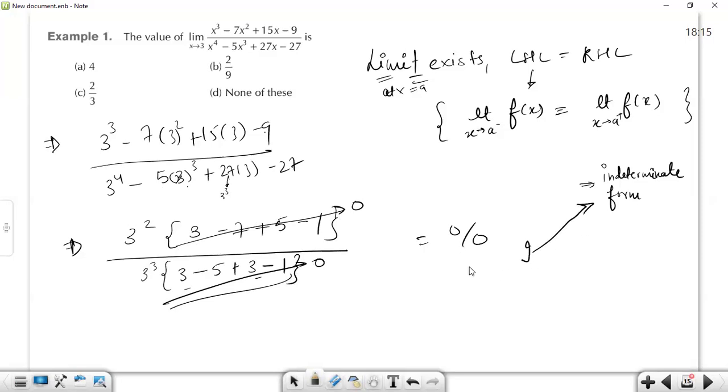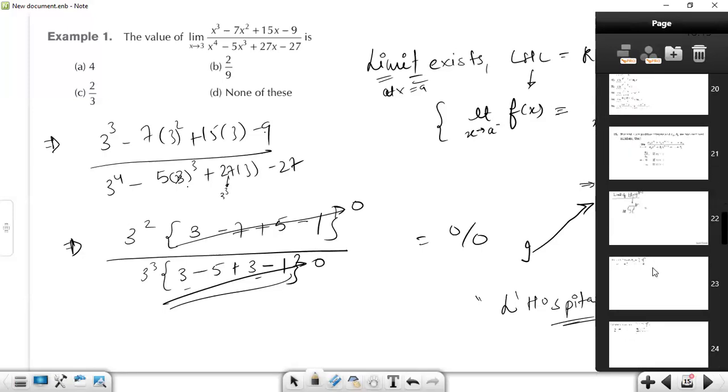Now here we have to apply some other technique, and for that we will learn L'Hospital rule. You may all have studied this in your class 11th. Am I right? Yes, sir.